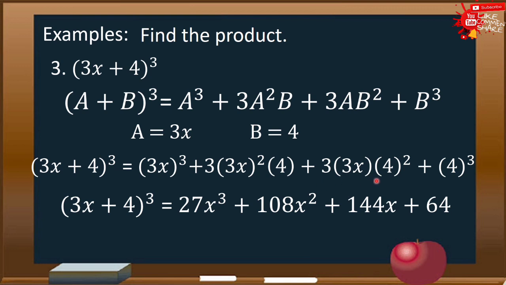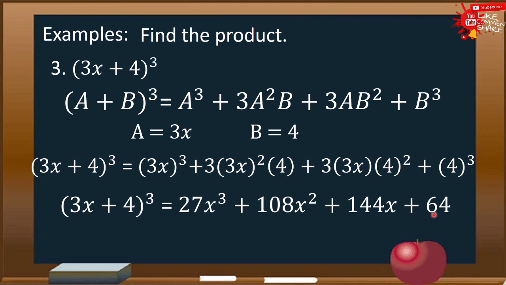Then dito, unahin ulit natin yung may exponent. So we have here 4 squared. So ibig sabihin yan 4 times 4. And 4 times 4 is 16. Then 16 times 3. So we have 48. And then 48 times 3x. So we have positive 144x. So we have here 4 cubed. So 4 cubed means 4 times 4 times 4. So 4 times 4 is 16. Times 4, we have positive 64.